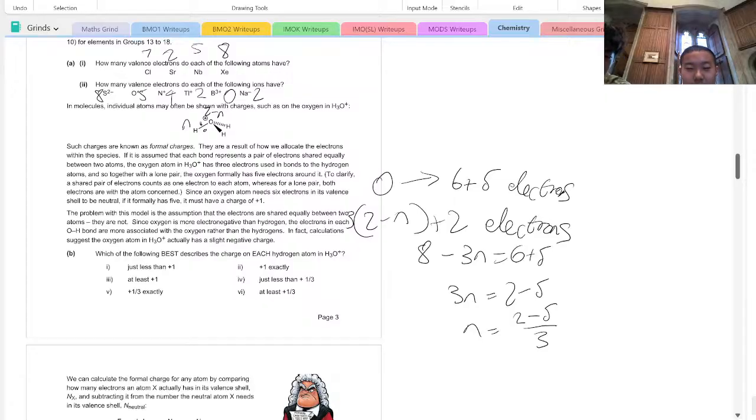So now what we have to think is, what's the charge on the hydrogen? Well, the hydrogen is supposed to have 1 electron. So 1 minus (2 minus delta over 3) is equal to a third plus delta over 3. So it's like at least 1 over 3.